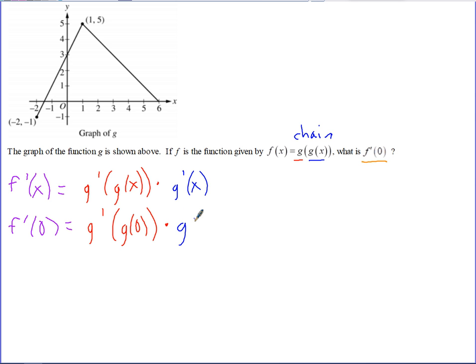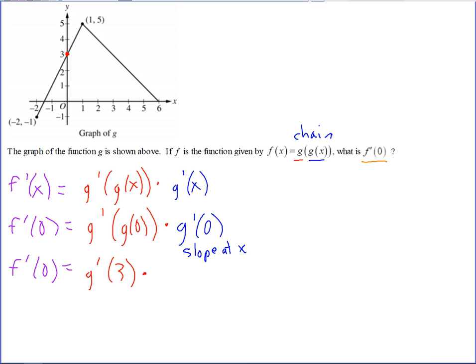and now is when we have to use the graph, because we have the graph of g. So let's start with g of 0. Well, g of 0, that just represents the y coordinate. You can see right here, got a y coordinate of 3, so g of 0 is 3, so we'll start with that. So f prime of 0 is g prime, g of 0 we just figured out is 3, times, well, g prime of 0, this is the derivative, which remember represents the slope.